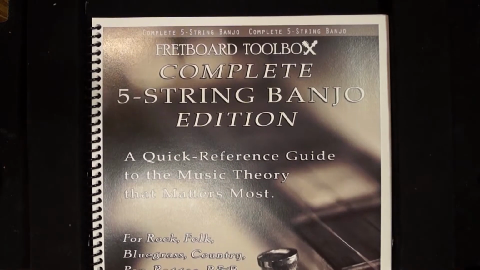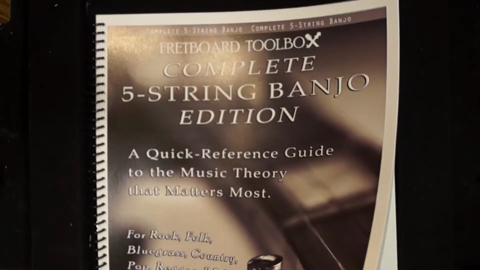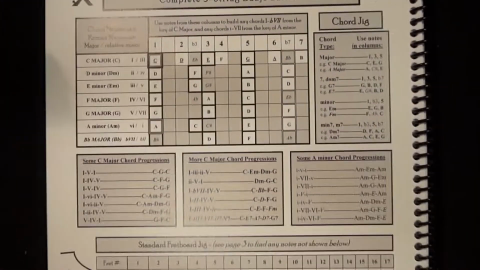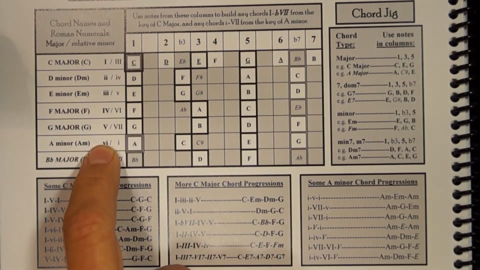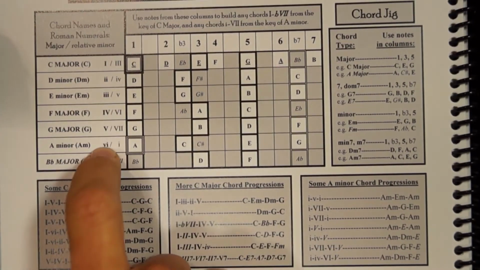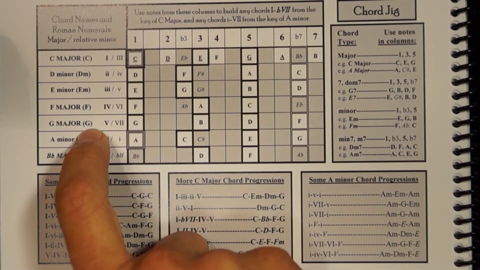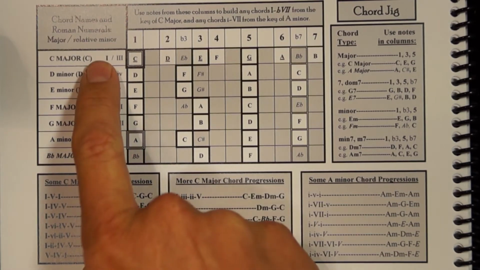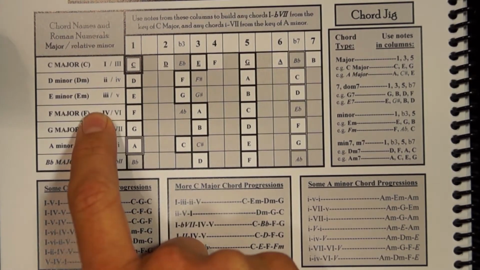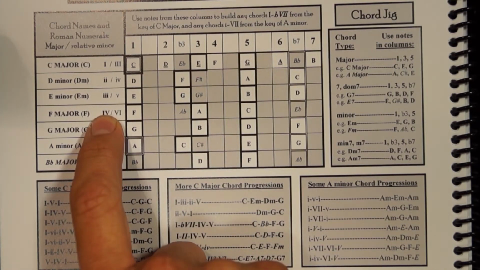Okay, in this lesson we're going to use the Fretboard Toolbox Complete 5-String Banjo Edition. We're going to again turn to page 19, and in this lesson we want to focus on the chords that are in the key and then the Roman numerals for the chords. So I want to start thinking about chord progressions in terms of, if I'm going from C major to F major to G major, I want to think about that as a 1, 4, 5. Or if I'm going from C major to A minor to F major, I want to think of that as a 1, 6, 4 kind of progression.